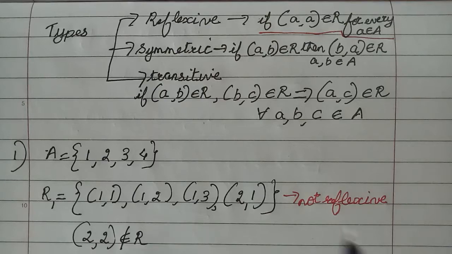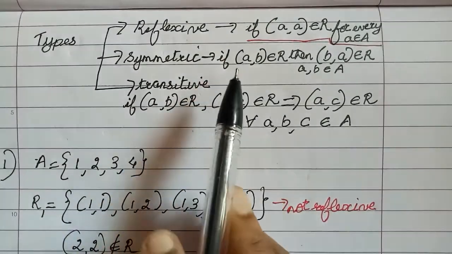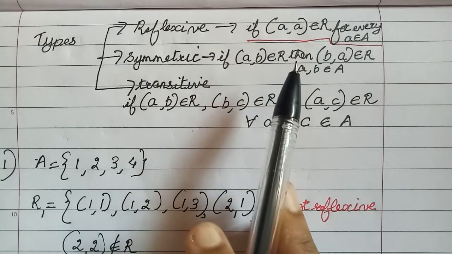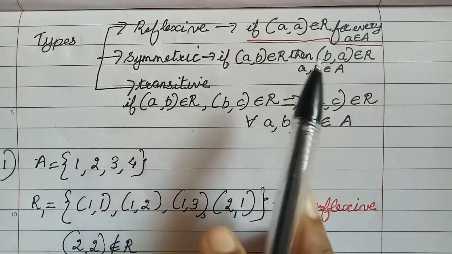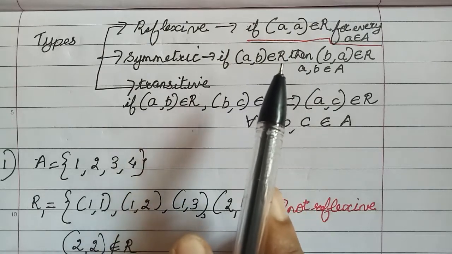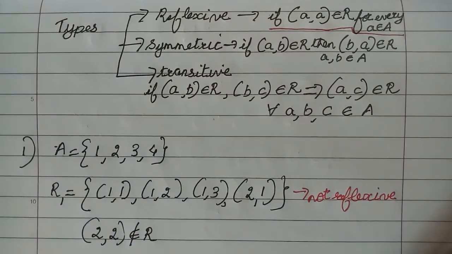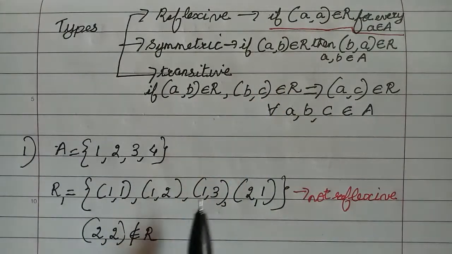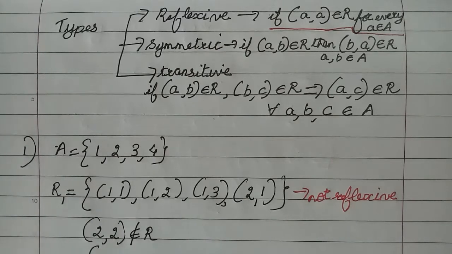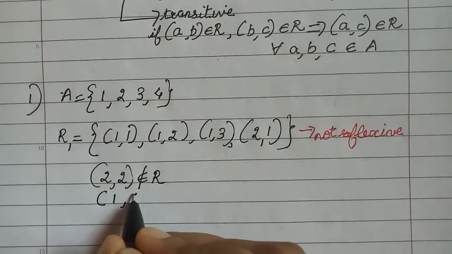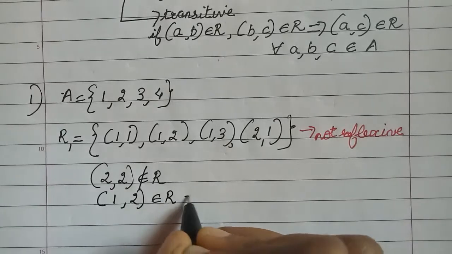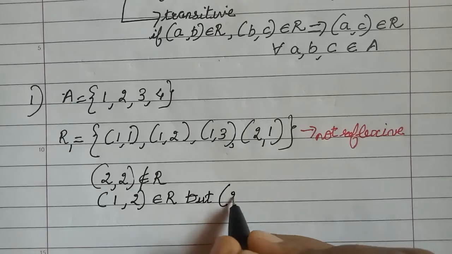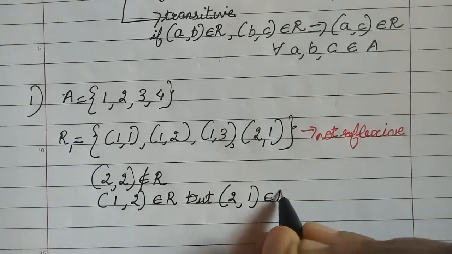Now coming to the next condition, symmetric. Symmetric says that if you have (A,B) belonging to R, then (B,A) should belong to R. That means if I interchange the positions, that element should also be there in R. Let us check here. This time I am going to choose an element from the relation R. If I choose the element (1,2) belonging to R, you can very well see that (2,1) also belongs to R. So for that it is true.